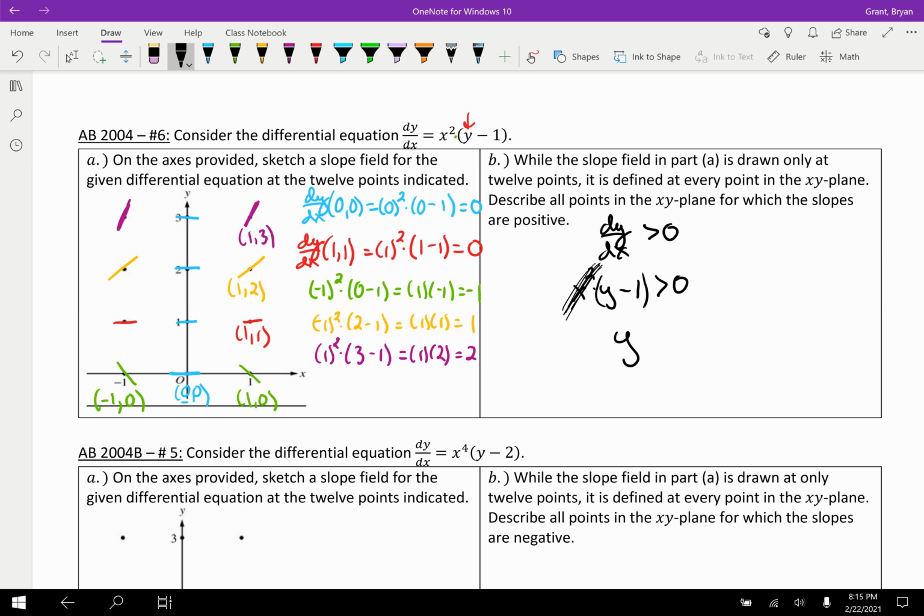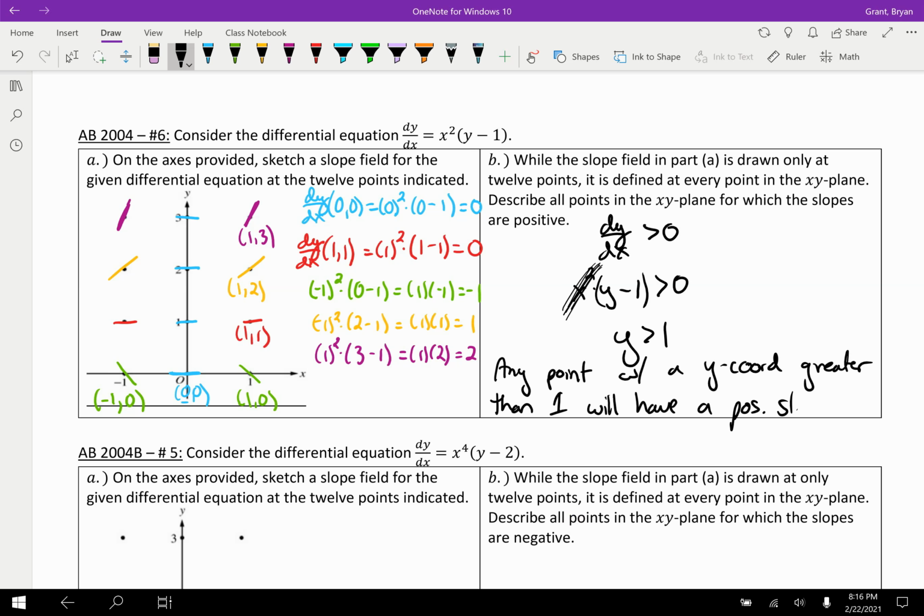Well, isolate y, add 1 to each side. y is greater than 1. I think, and logically it makes sense, looking at this formula, as long as the y-coordinate is larger than 1, won't this entire expression on the right side become positive? And so, although it would be okay to leave it here, I always prefer a sentence, right? So, any point with a y-coordinate greater than 1 will have a positive slope.